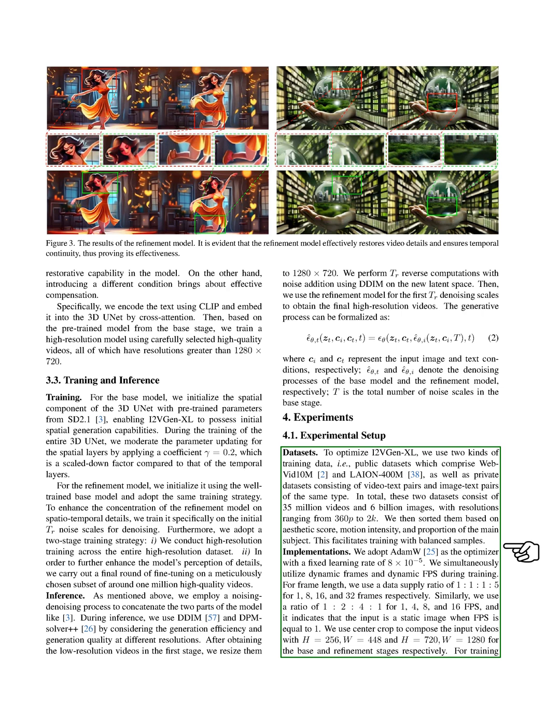We use AdamW as the optimizer with a fixed learning rate of 0.00008. We simultaneously use dynamic frames and dynamic FPS during training. For frame length, we use a data supply ratio of 1:1, 1:5 for 1, 8, 16, and 32 frames respectively. Similarly, we use a ratio of 1:2, 4:1 for 1, 4, 8, and 16 FPS. We use center crop to compose the input videos with dimensions of 256 by 448 pixels and 720 by 1280 pixels for the base and refinement stages respectively.